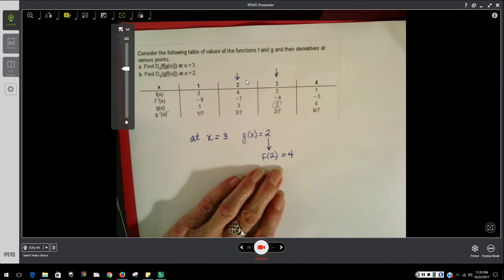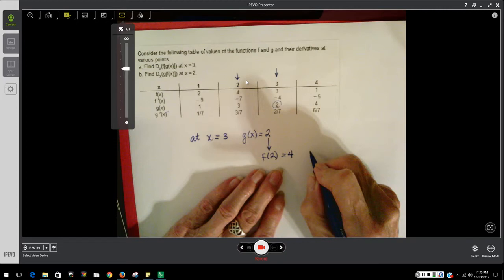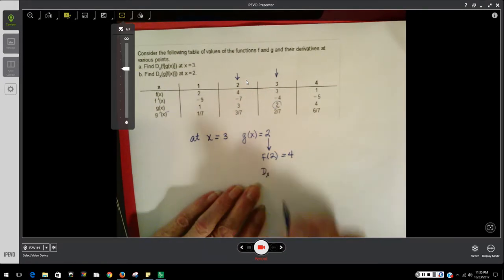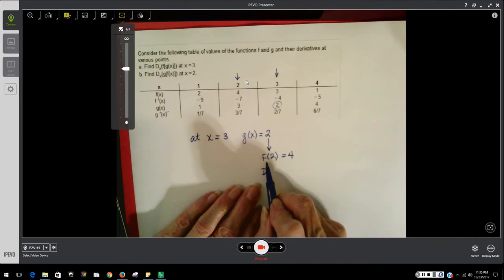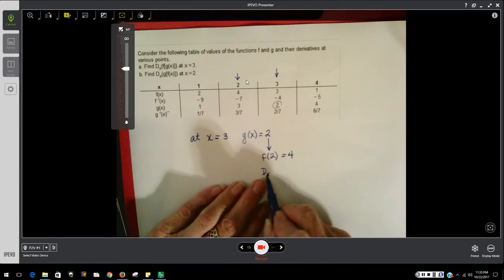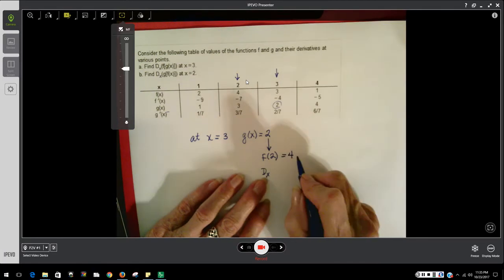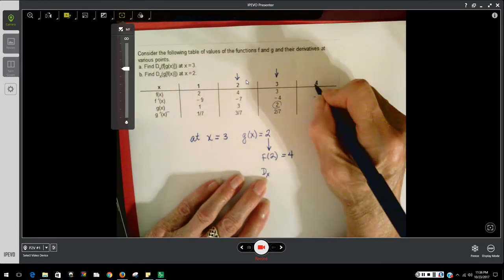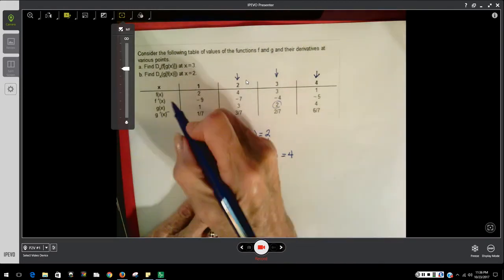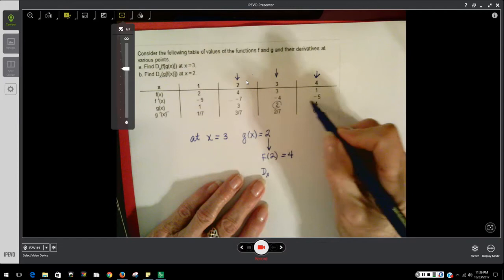So now what we're finding is the value of the derivative of f of x, because that's the outside function, when f of x is equal to 4. So at the value for the derivative, we're looking to find out what is the derivative at x equals 4. And the derivative at x equals 4 is negative 5.